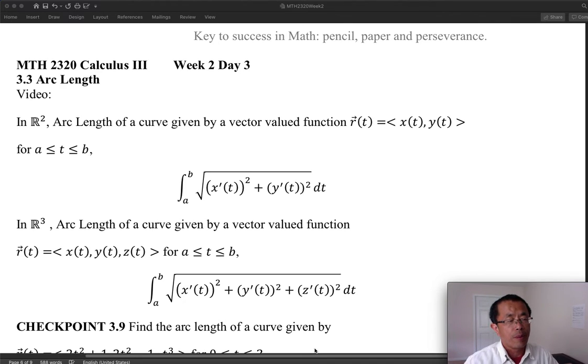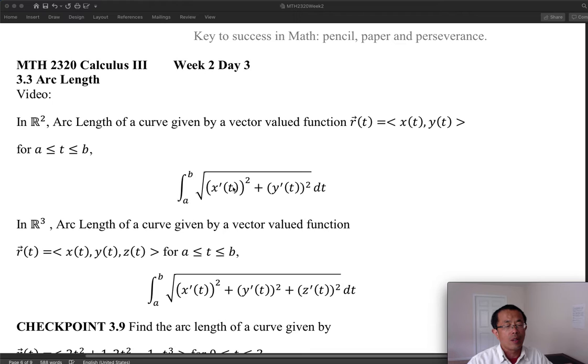In this part, we are going to study 3.3 arc length. Actually, I really want to say this is not totally new material. We have this type of topic covered in Calculus 2 already. I hope you remember this formula in Calculus 2.